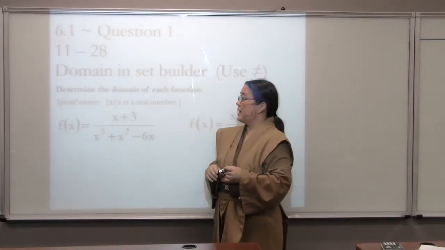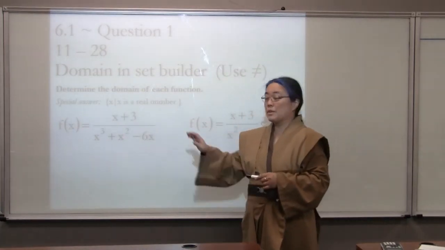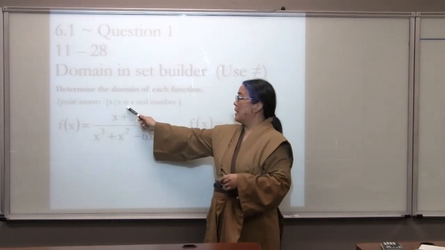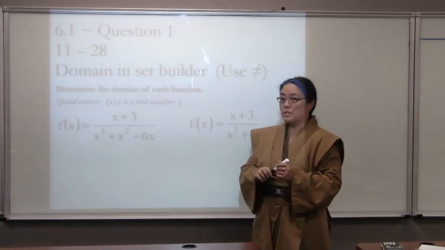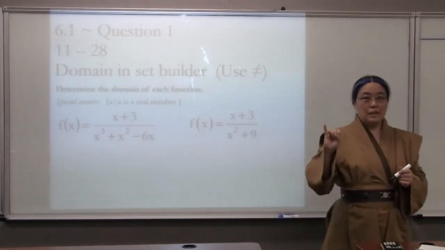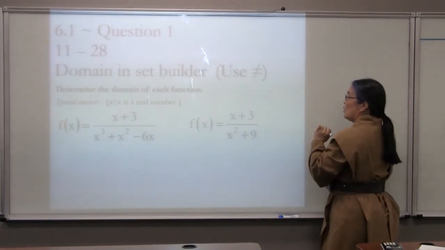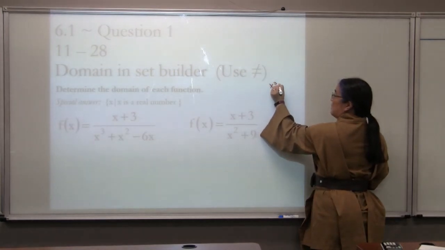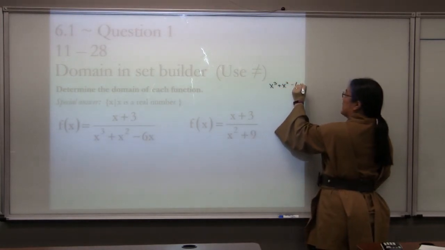There is a special answer, which is x such that x is a real number. You'll remember this from chapter 1. This is set builder notation. It has the variable, and then it has the property. So for each of these, what we're going to do is factor, solve it for equals to 0, and then determine what the domain is. So what we want to do is, only at this point in time, look at the denominator and set it equal to 0.